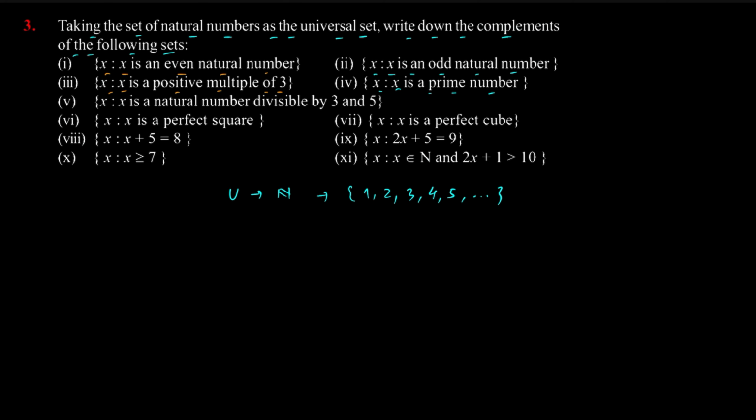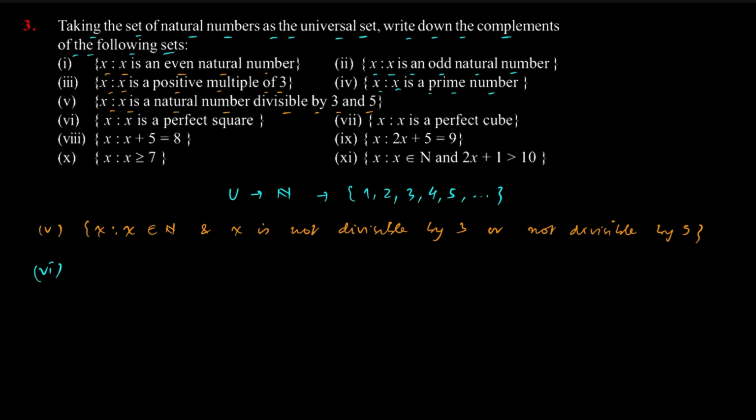Part number 5. X such that x is a natural number divisible by 3 and 5. So here the complement will be the set of natural numbers which are not divisible by 3 or not divisible by 5. So we have x such that x belongs to natural numbers and x is not divisible by 3 or not divisible by 5.